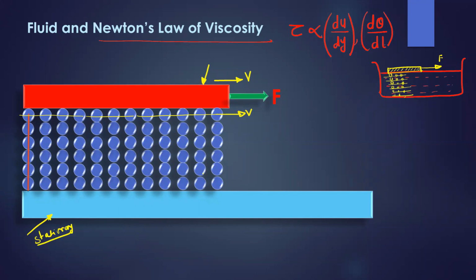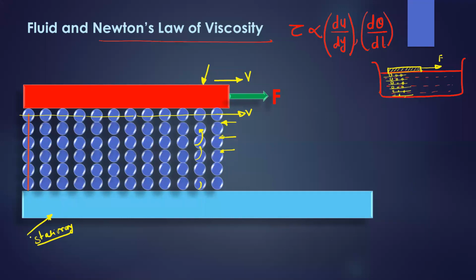Okay. So this variation of velocity is because of the viscosity. Because the fluid particle in one layer will try to offer resistance to the motion of the other layer. Okay. So here you can see this is the resistance. So each layer will offer resistance to its adjacent layer.